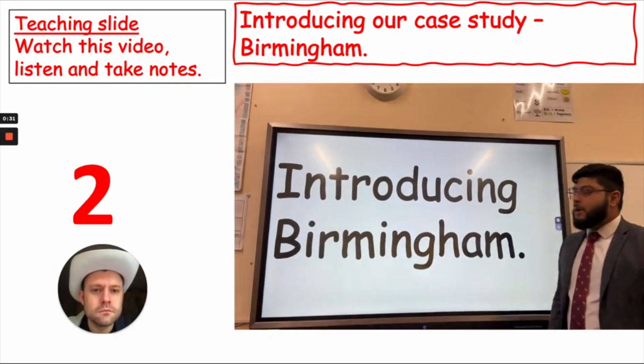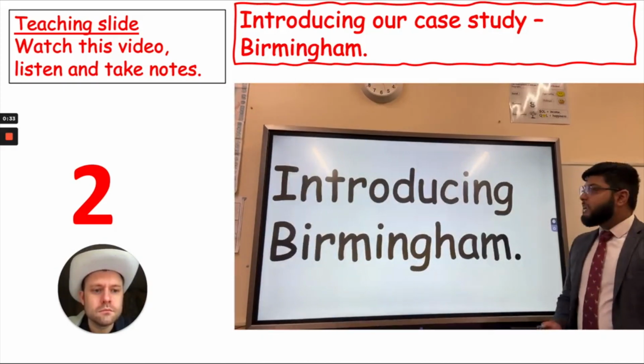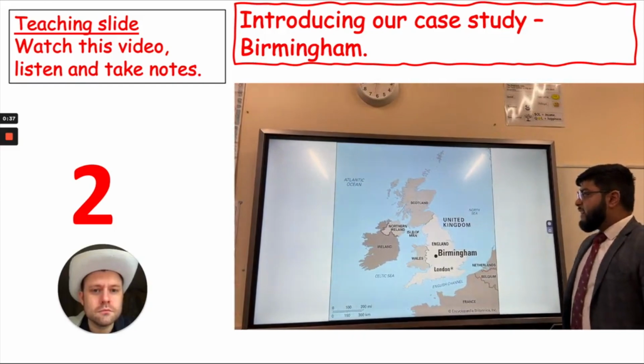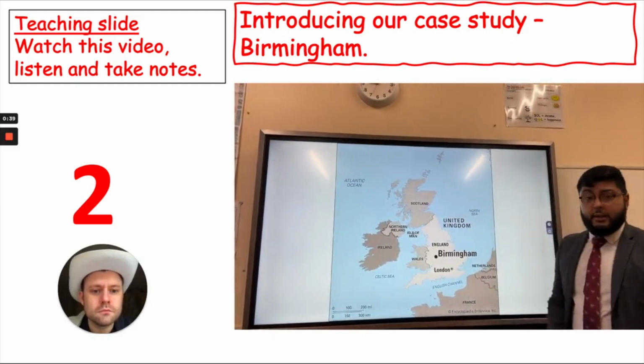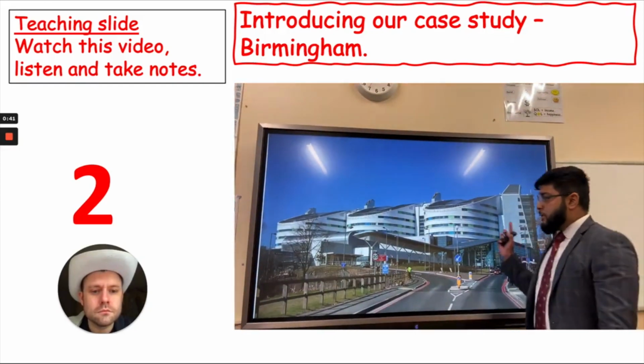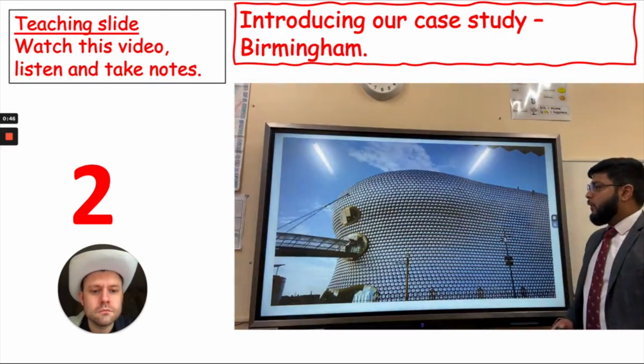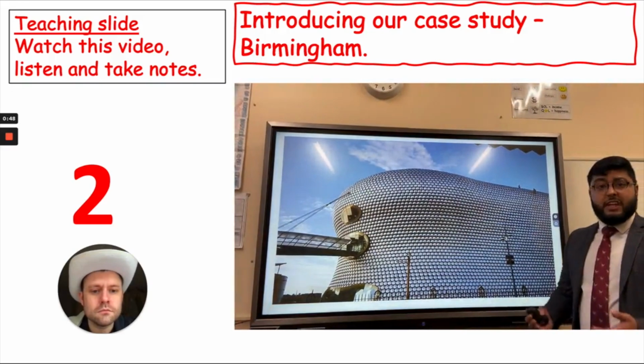Okay, introducing Birmingham, which is our case study of urban change in the UK. So Birmingham is located centrally within England, with a population of 1 million people. Regional importance: it's got the Queen Elizabeth Hospital, a really important hospital serving patients from all over the region. Lots of opportunities for leisure and recreation.